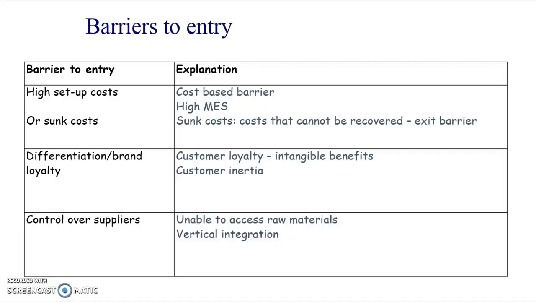Control over suppliers as well can be a barrier to entry. So you're unable to access those raw materials, and this is an example of vertical integration. If you're vertically integrated with your supplier, you might not be inclined to sell those supplies to one of your competitors.